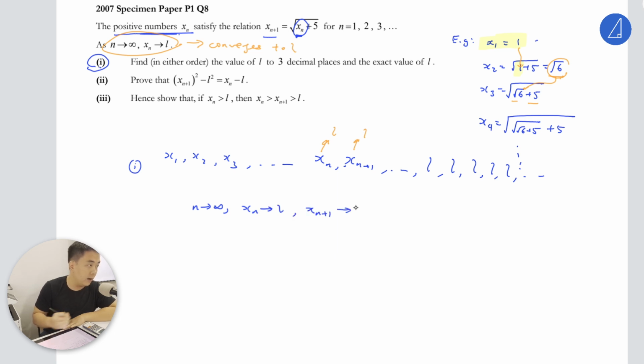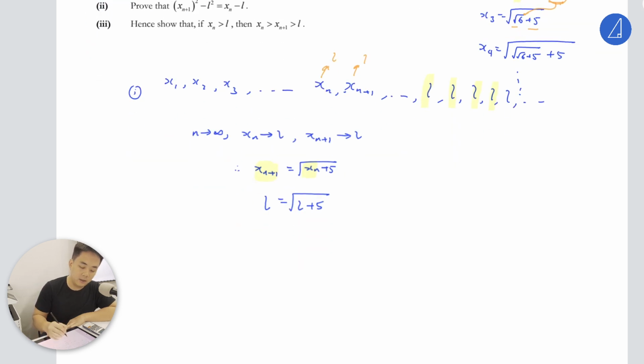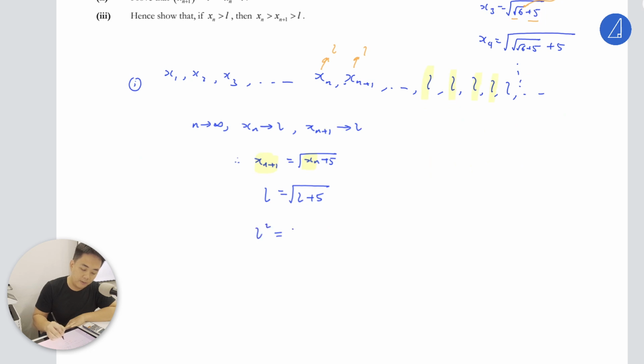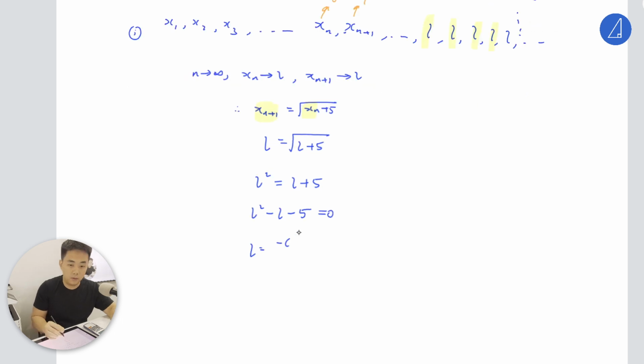Alright? So essentially, xn plus 1 equals root of (xn plus 5). This will become L because everybody converges to L. Then this will be root of (L plus 5). So L squared equals L plus 5. I think this is a golden ratio. You just solve for L. Shouldn't be an issue, right?